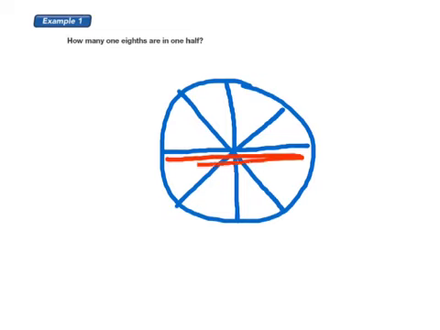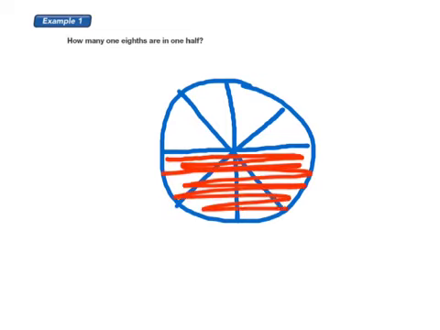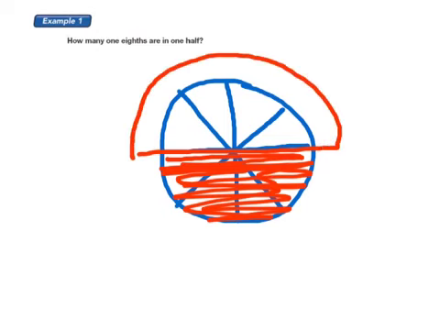So I'm going to get rid of this whole half down here and pretend it doesn't exist. So here is just half of my circle, and I want to know how many eighths are in it. So I simply count them up. 1, 2, 3, 4. So 4/8 are in 1/2.